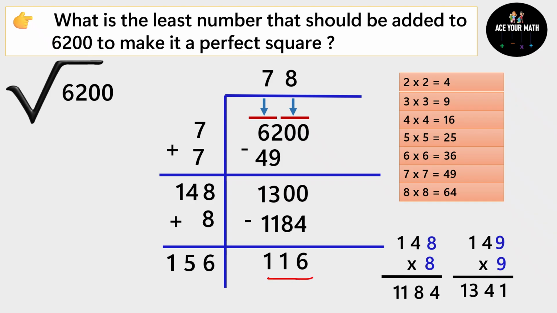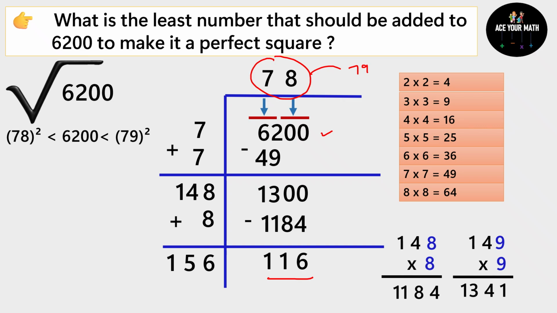This shows that 6200 is not a perfect square. And this also shows that 6200 lies between the square of 78 and the square of the number that comes after 78, which is 79. So this clearly indicates that 6200 lies between the square of 78 and 79. You can write this in the next step.